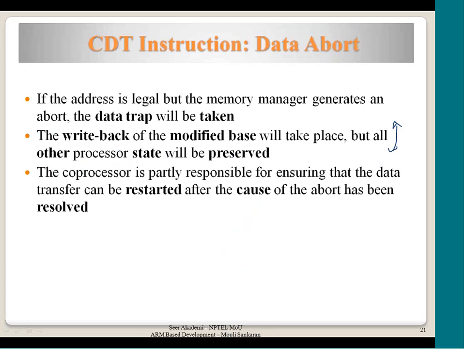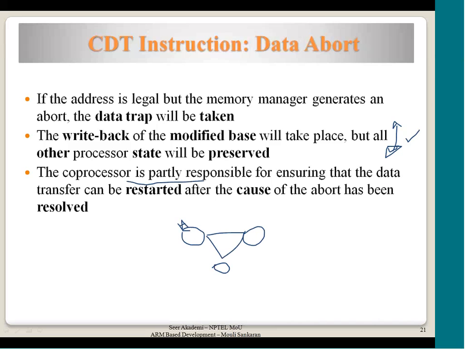I am not going into the details of this because it is very specific, but I am just giving you something to keep at the back of your mind: a data transfer with the coprocessor and memory can also create an abort, and in that case, how does the ARM behave? If the coprocessor is partly responsible, why do I say that? Because the data is provided by the coprocessor and the address is generated by the ARM. Three parties are involved: ARM, memory and coprocessor.